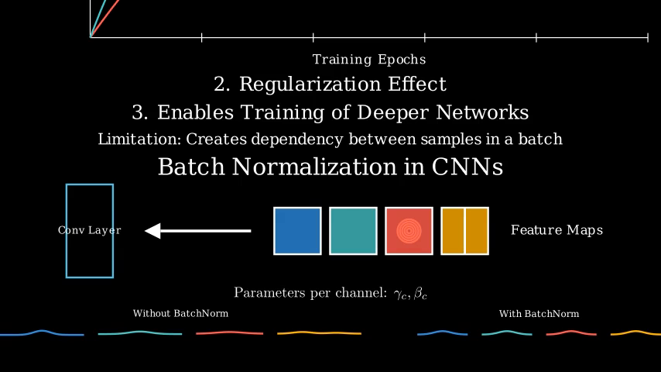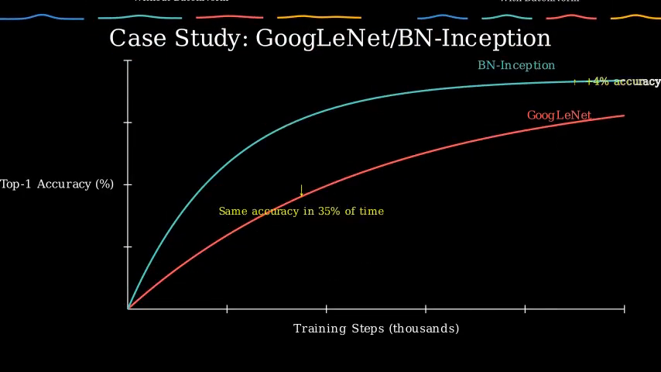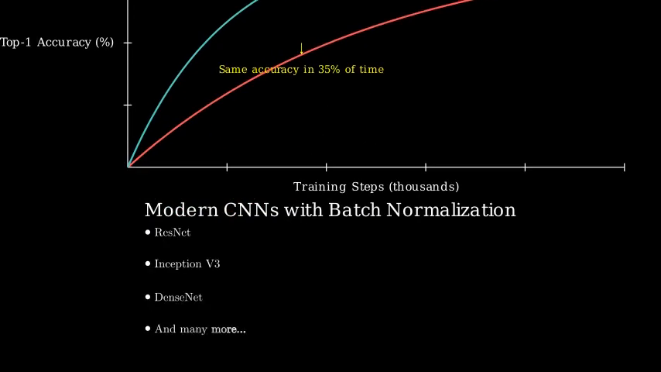Layer normalization normalizes across features for each sample independently, making it suitable for recurrent networks and transformers where batch size can be small. Instance normalization normalizes each sample and each feature independently, which has proven effective for style transfer tasks. Group normalization divides channels into groups and normalizes within each group, providing a middle ground between layer and instance normalization.